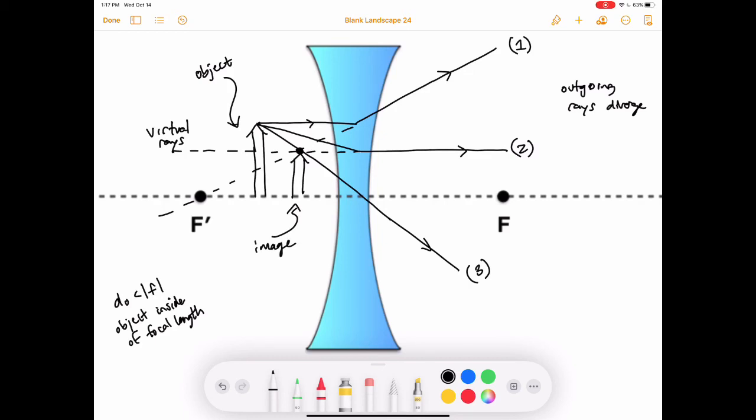But we can notice a few things about the image. It's certainly virtual. That's exactly in agreement with what we calculated. It's also upright. And it's also smaller than the object. So again, the ray diagram verifies what we calculated.